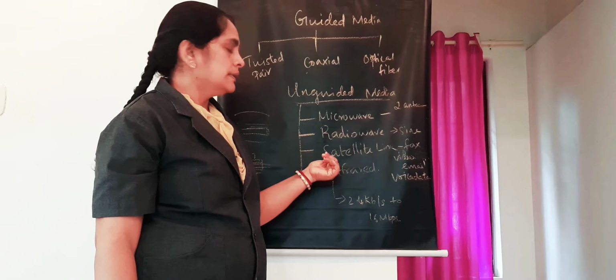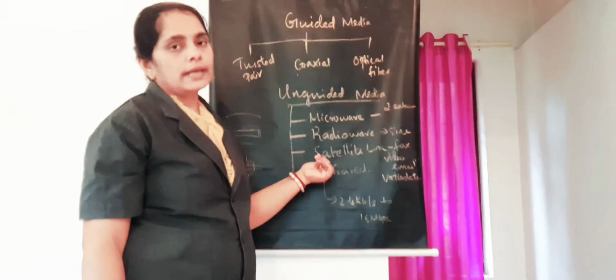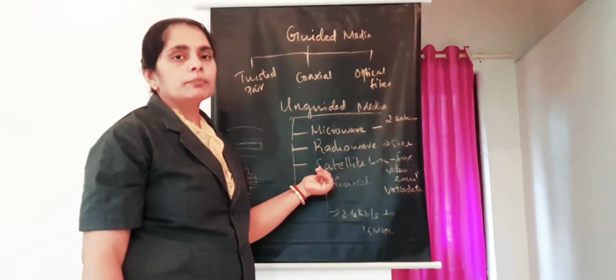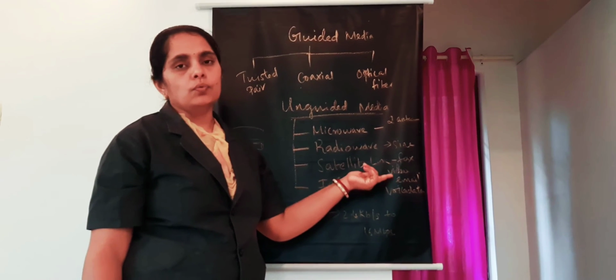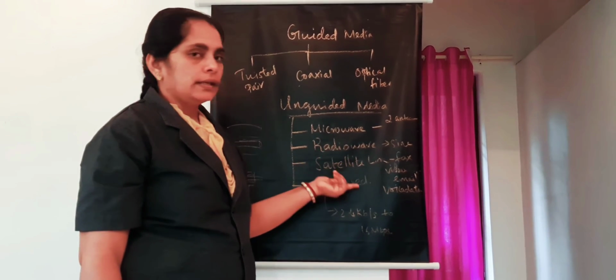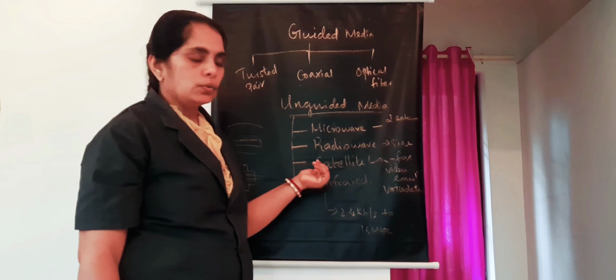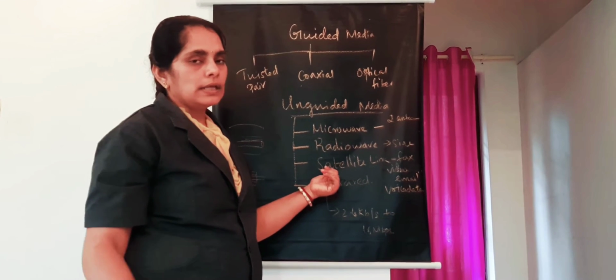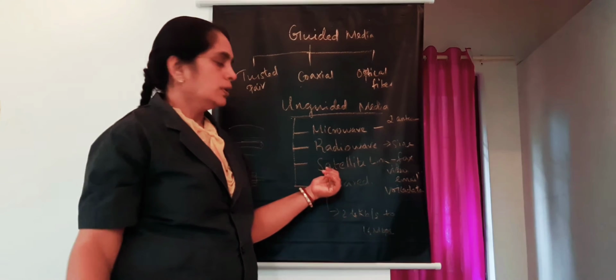Next, we are going for satellite link. We use antennas for transmitting the information. It is mainly used for fax, video, voice data, and email. If you want to send information from one place to another, we use a satellite link, with antennas from sender to receiver.